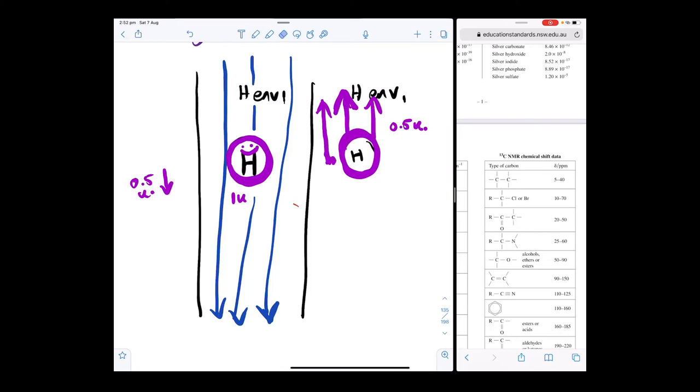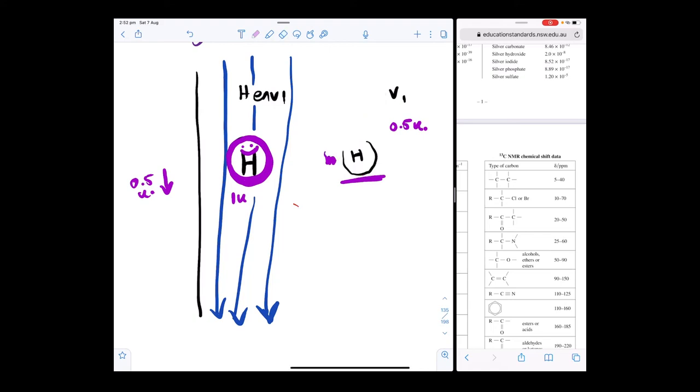But let's say this hydrogen next to you then de-excites back to ground state, right? So its nuclear spin de-excites and it returns back down. And now it's exerting a magnetic field of 0.5 units. So now in this scenario, what magnetic field strength are you experiencing? Add the two fields together. What do you get? 1.5 units. 1.5 units of magnetic field strength downwards.